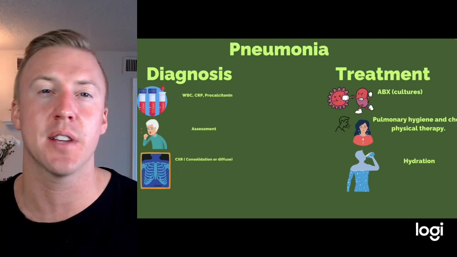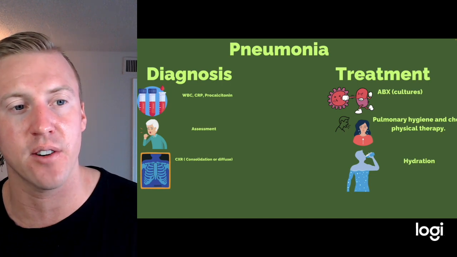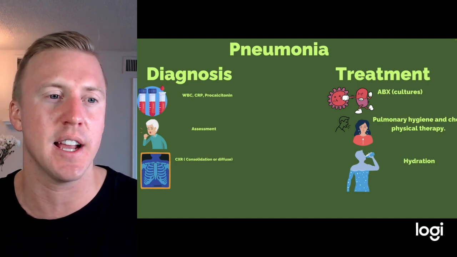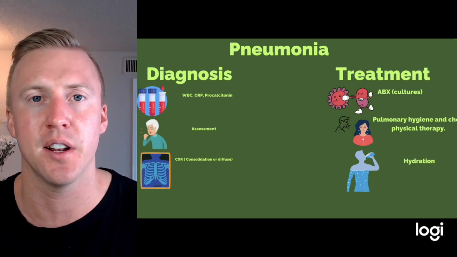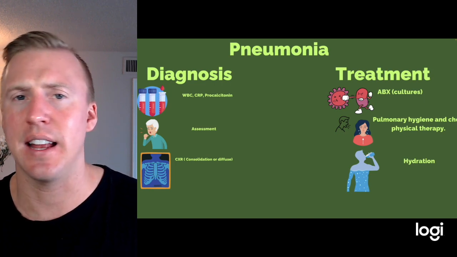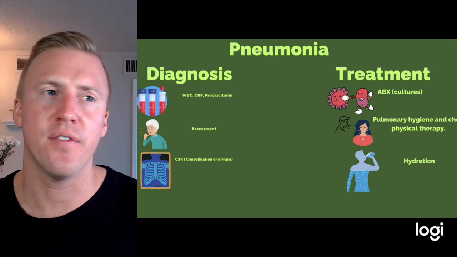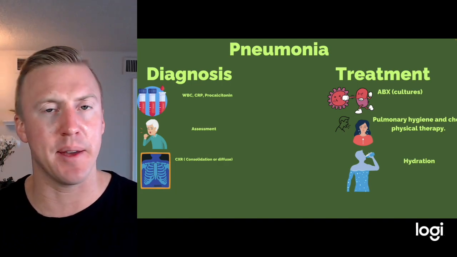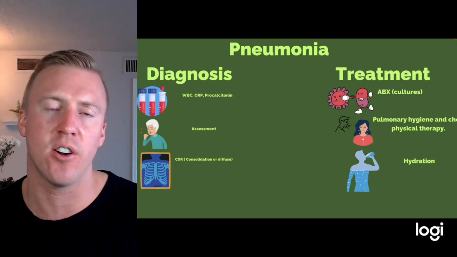So white blood cell count is usually higher in bacterial, not so much with viral. We can look at our CRP, which is a marker of inflammation, which is hard if they're already sick. And then procalcitonin, which we know is going to look more for a bacterial cause. Assessment, like I said, you're going to take everything in: cough, fever, shortness of breath, and knowing that maybe they were just sick or they are sick currently, anything like that.